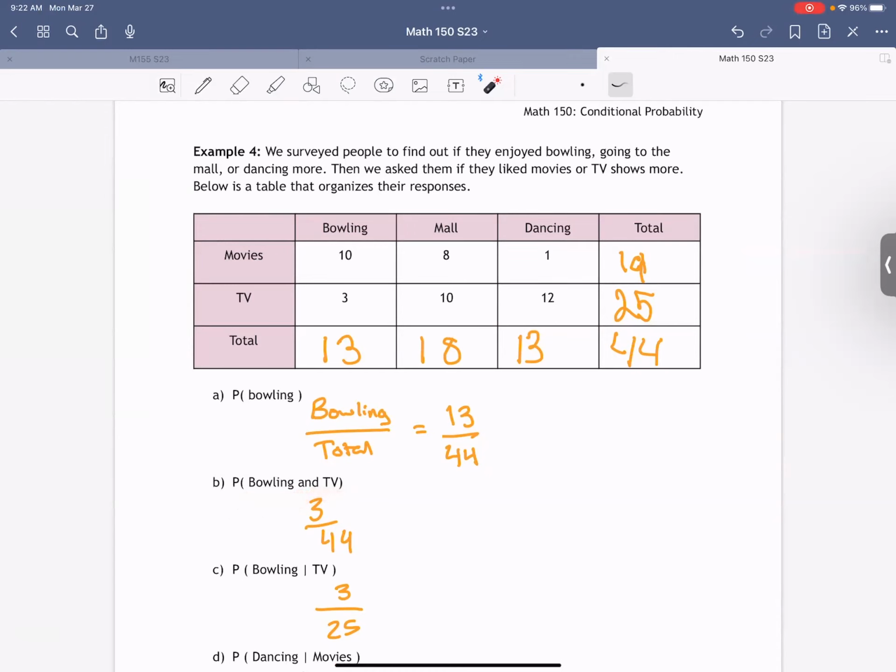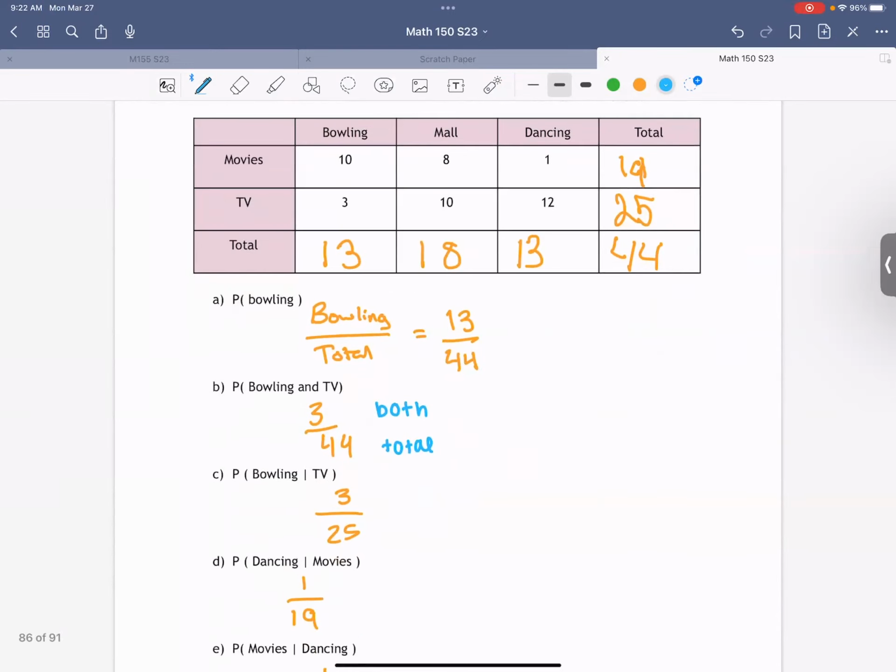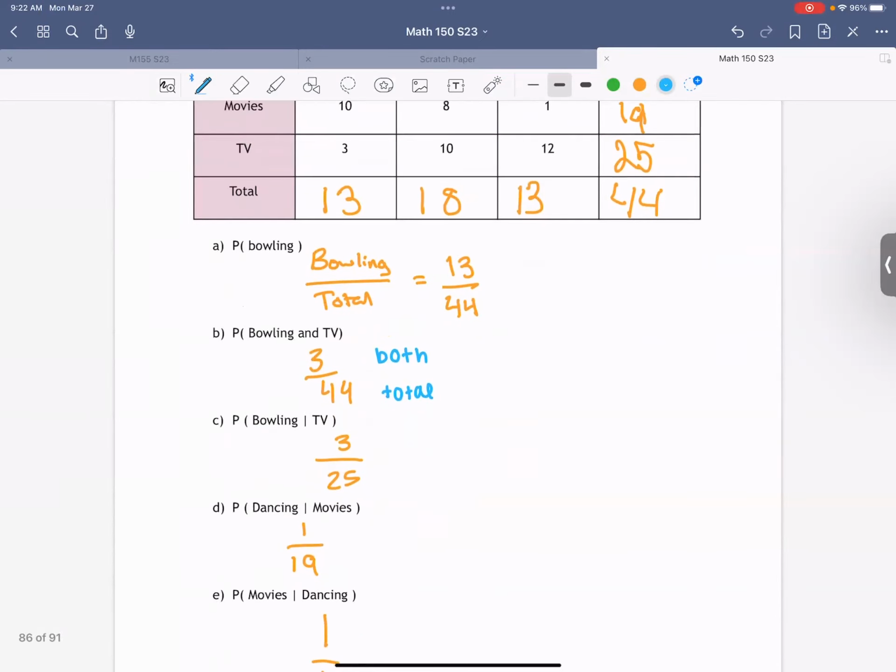Moving on to part B, we wanted to find, okay, what's the probability that someone likes bowling and likes TV? And that was Alicia. Do you want to take us through this one? Bowling and TV can be decided through. Perfect. So it was the both over the total. Awesome.